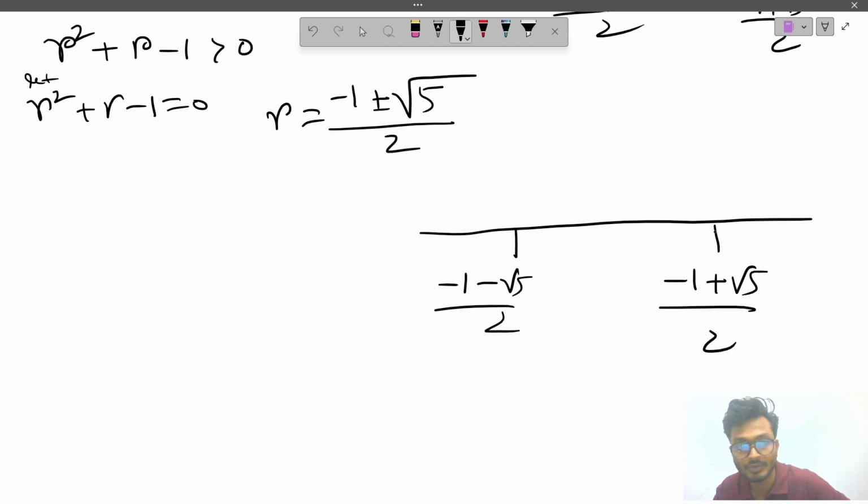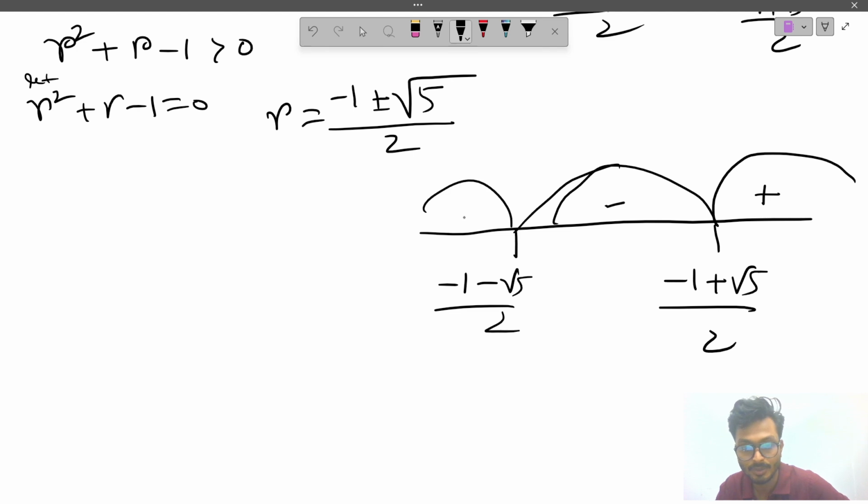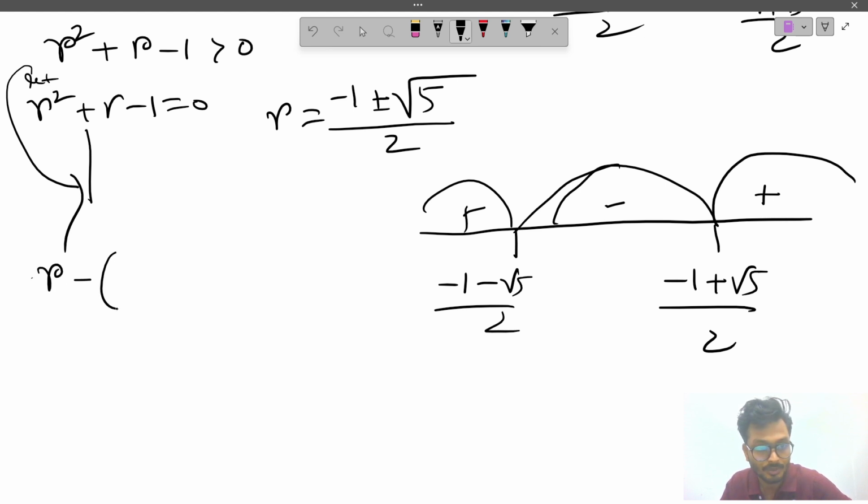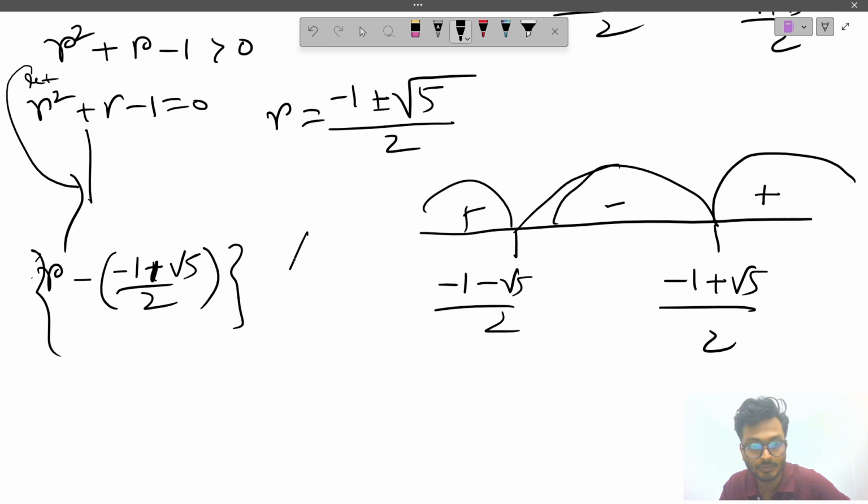So if we take the value of r greater than this value, this will be positive, and here this will be negative and this will be positive. So what will be r in that case? So we write it as r minus (minus 1 minus root 5)/2, into r minus (minus 1 plus root 5)/2.